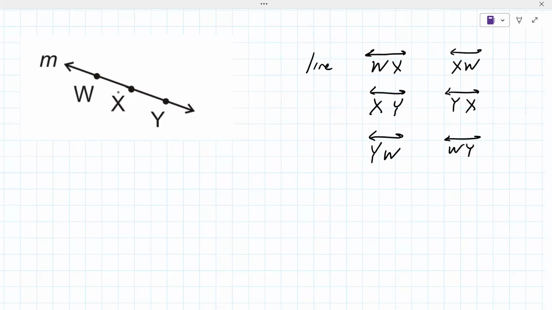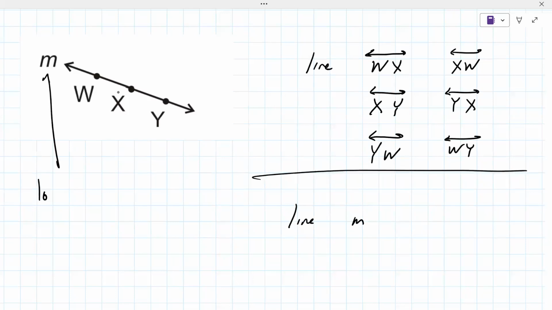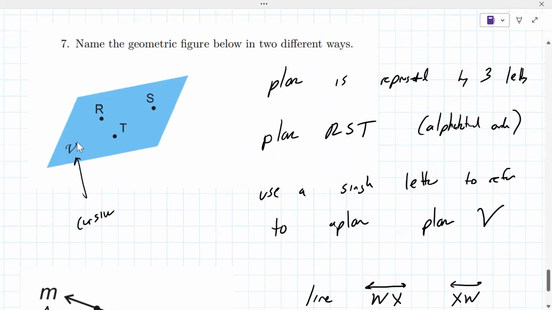Alternatively, you can use the single letter line m. Notice that it's lowercase. Again, I don't make the rules. These are just the rules. So a line can be represented by two letters or a lowercase letter. A plane can be represented by three letters or a single uppercase letter.